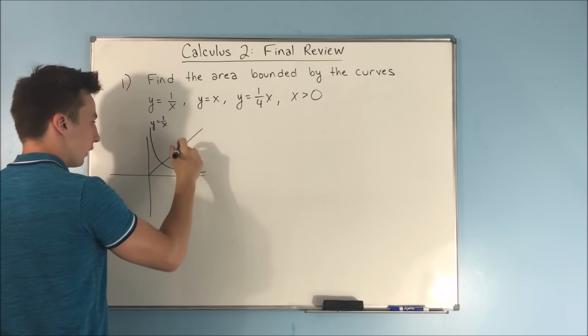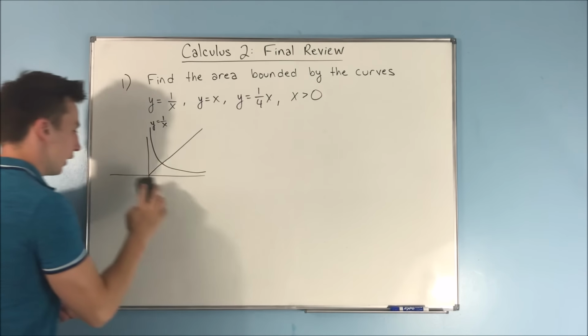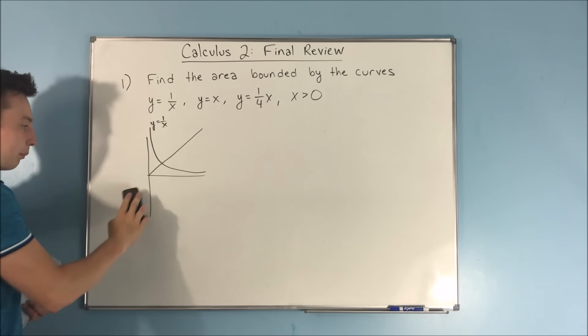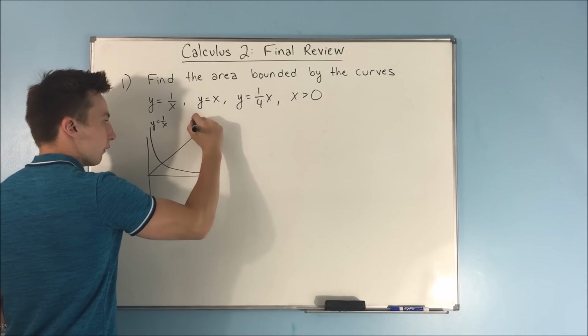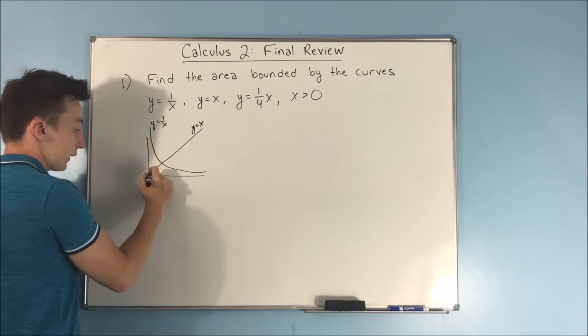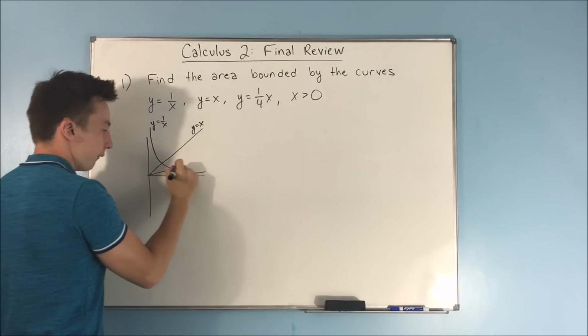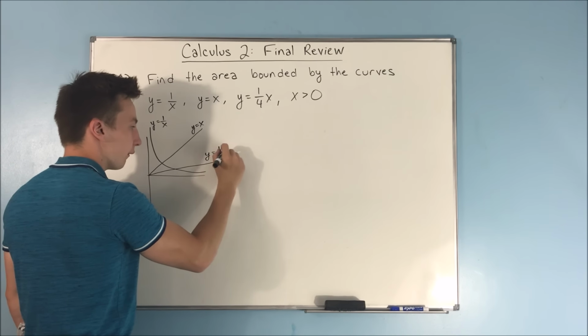We know what that looks like, all right? And I'm only drawing this for x greater than 0. Honestly, you could just forget about this whole part right here. So we have y equals x. And then y equals 1/4 x is just going to be y equals x, but not as steep. All right, so that's y equals 1/4 x.